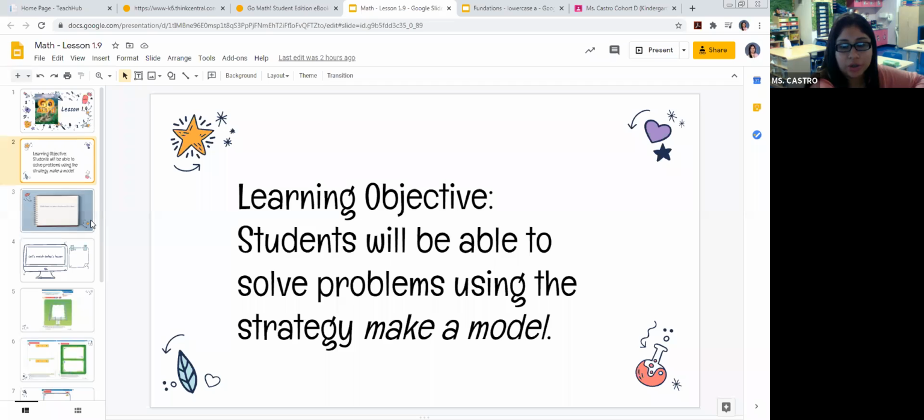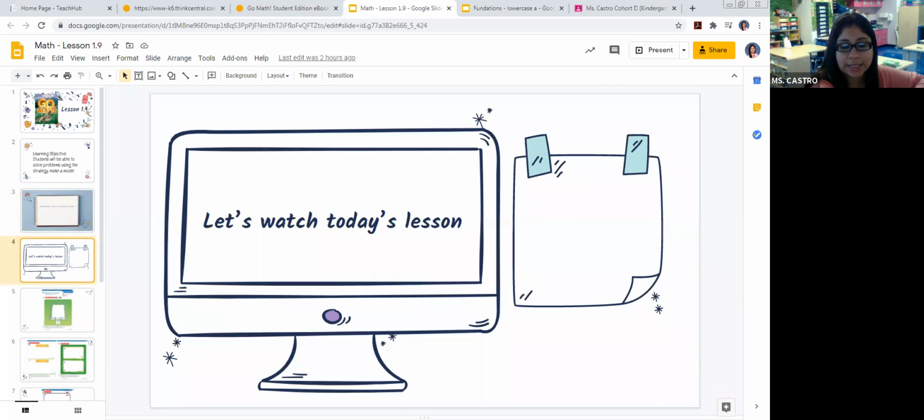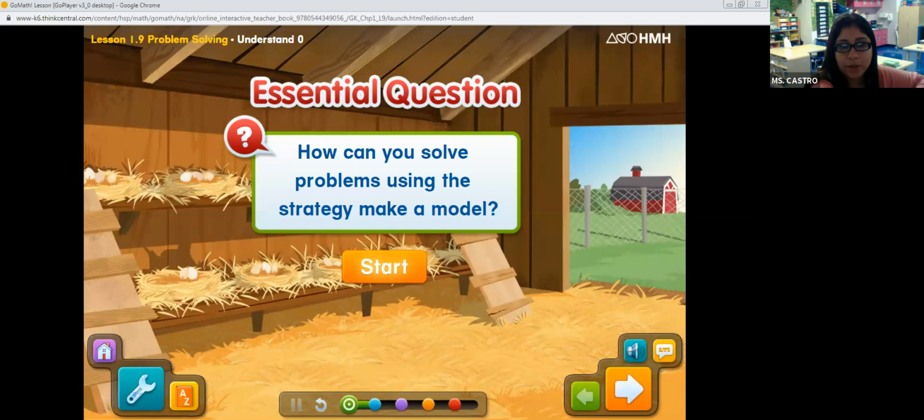Okay, so on the third slide, I'll put the video here. We're going to watch today's lesson right now of lesson 1.9. We're going to understand the number 0. How can you solve problems using the strategy make a model?